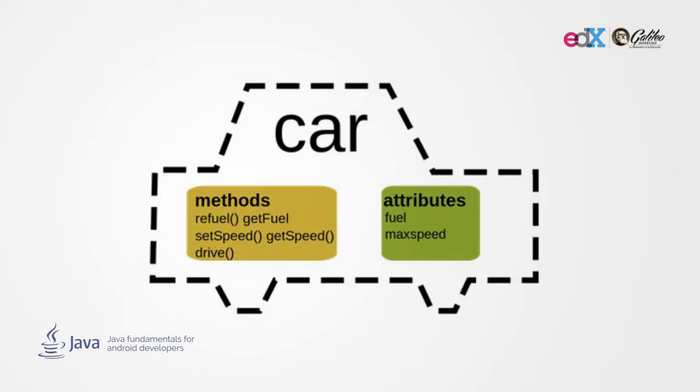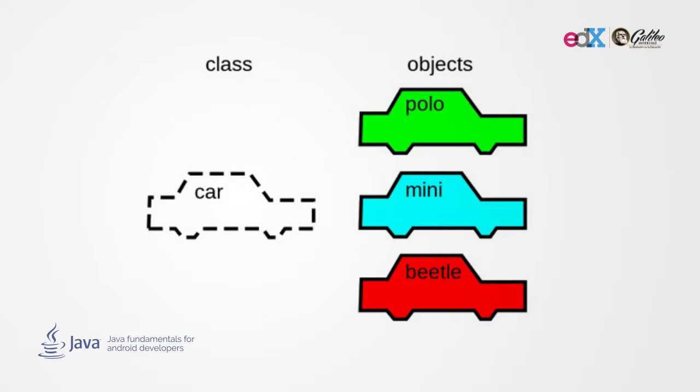Also, a car can be driven, and can be refueled. We can drive that car at some speed. And also, we can check the actual speed of the car. These actions are our methods, their behavior, in the car class. So we can say that objects are instances of a class.